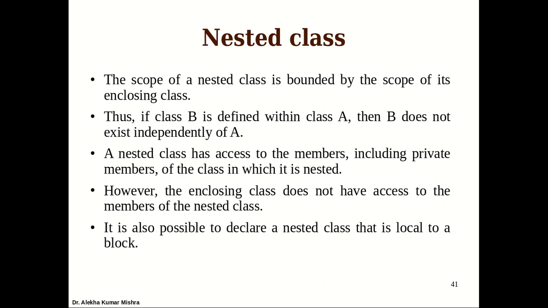That means B can access all the data members, including private members, of the class A. However, the enclosing class doesn't have access to the nested class. That means A cannot access the members which are declared within B, the nested class. The nested class can access the enclosing class members.